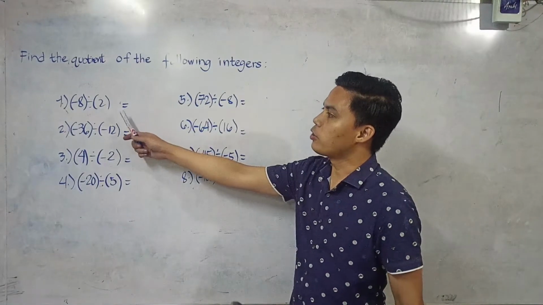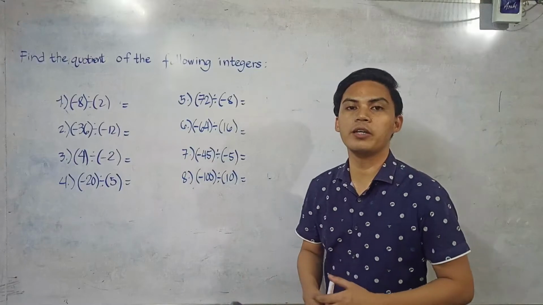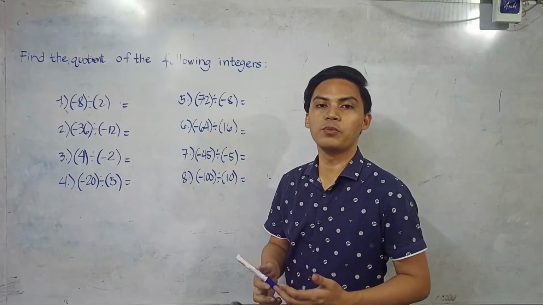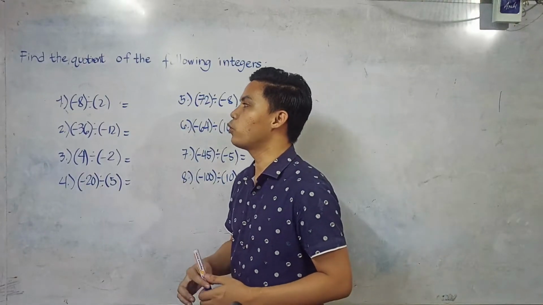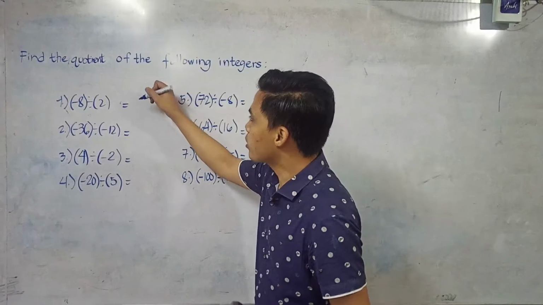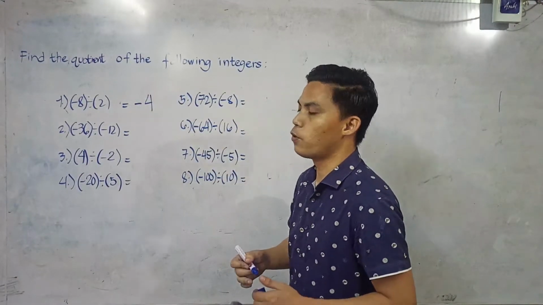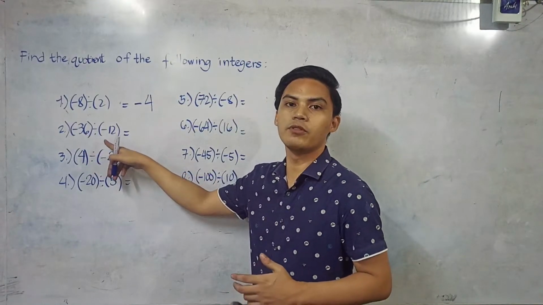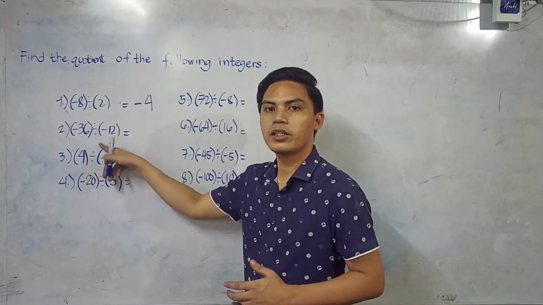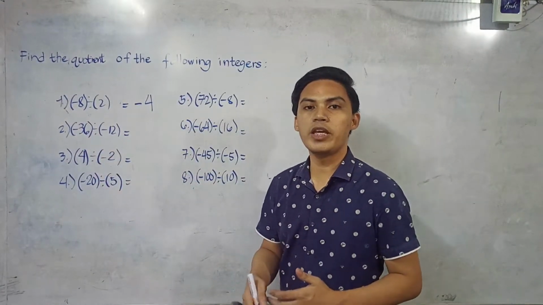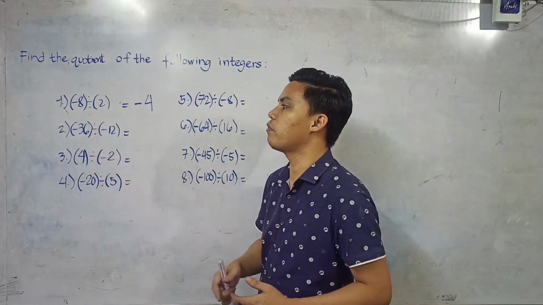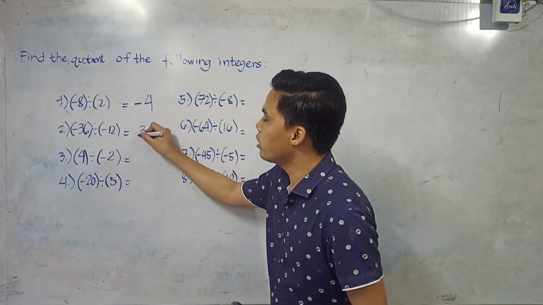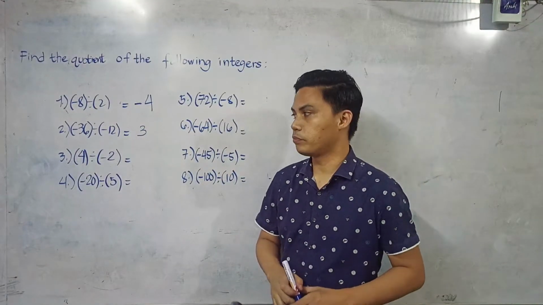Okay. Suppose we have negative 8 divided by positive 2. So since they have unlike signs, ang sagot natin would be negative. So 8 divided by 2 is 4. So the final answer is negative 4. Okay. How about negative 36 divided by negative 12? So they have like signs. So automatic yung sagot natin would be positive. Okay. 36 divided by 12 is equal to 3. So the final answer is positive 3.